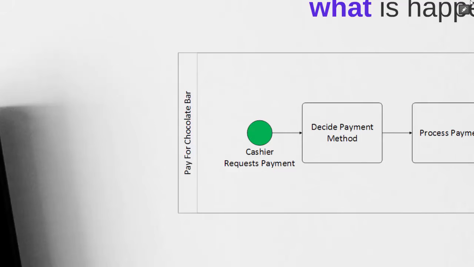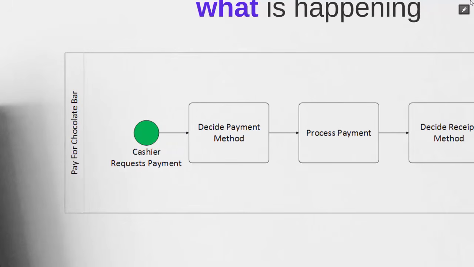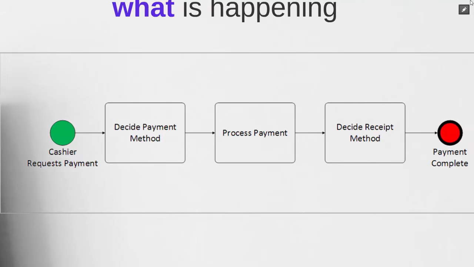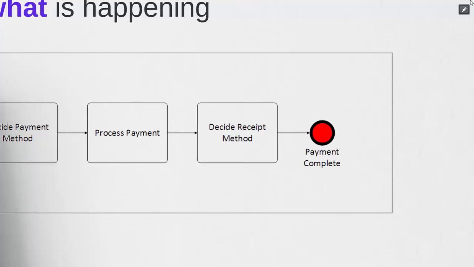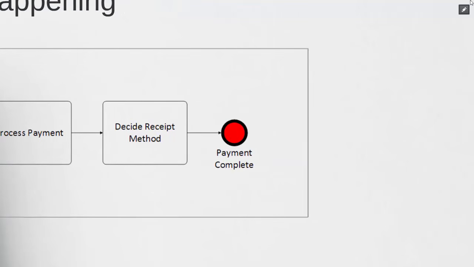Looking at the start of our process, we can see that it's labeled as pay for a chocolate bar. We can also see that our starting point is that green circle where the cashier requests payment, and that's what's going to kick off the start of our process. The second step of our process is decide payment method, followed by processing payment, and then deciding the receipt method. Finally, our end event is going to be that red circle that says payment complete.